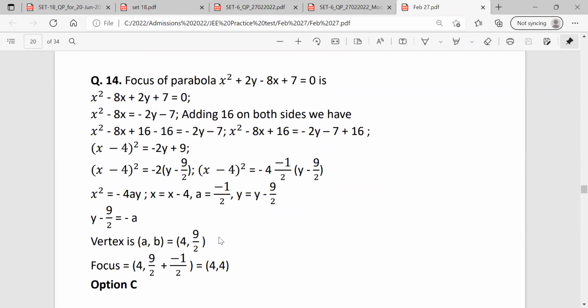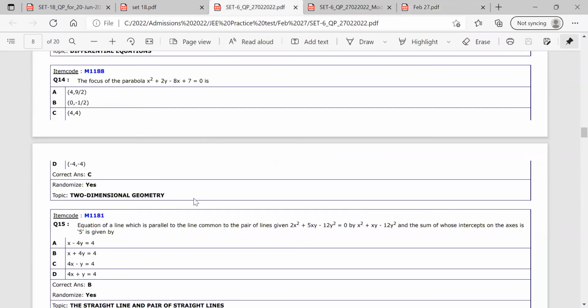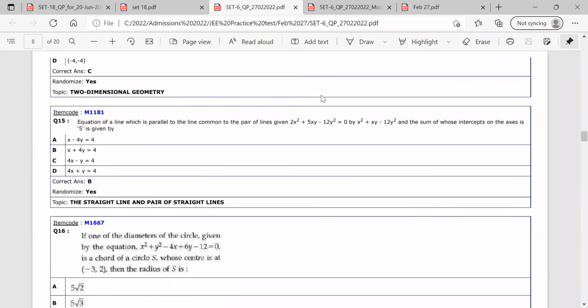But in the question, it is asking us to find the value of the focus. So the focus will be (a, 9 by 2 plus minus 1 by 2). That is a here. So the focus of this question will be (4, 4). Checking among the options, this is option C. This is a really easy question.